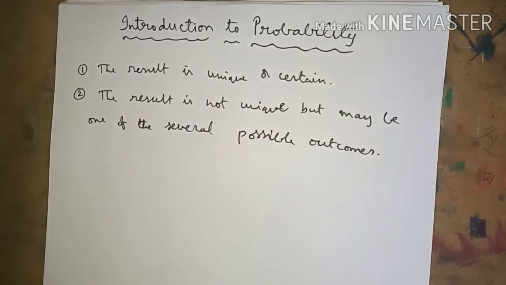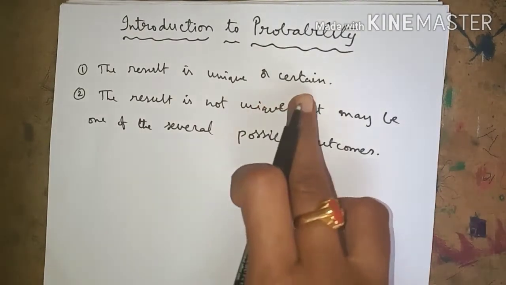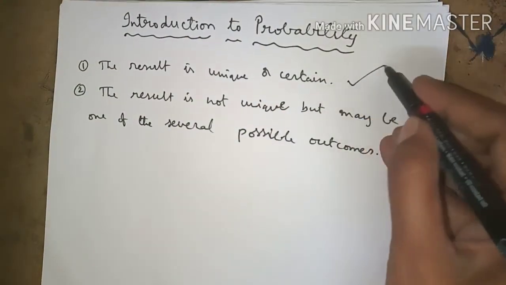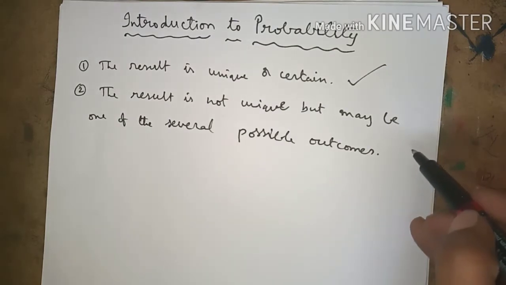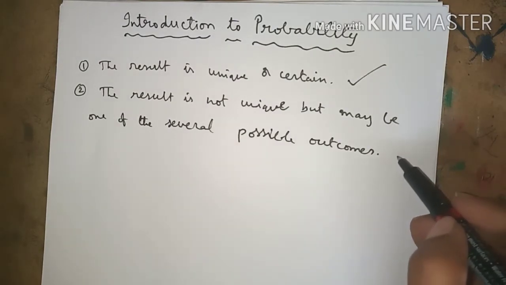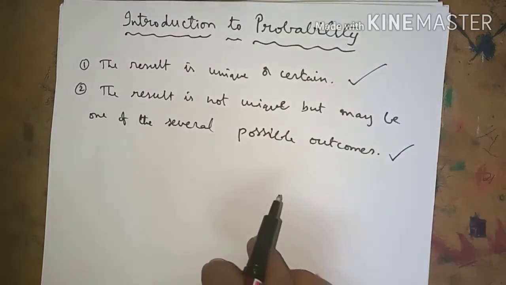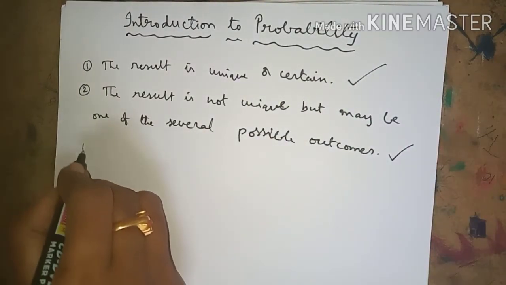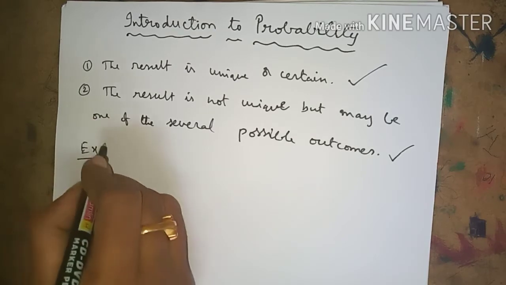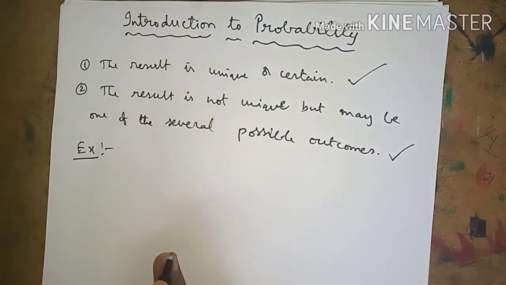Now, if you do an experiment under essentially identical conditions, we can observe two things. The first thing is the result is unique and certain. The second thing is the result is not unique, but it may be any one of the several possible outcomes. The example of the first one I will give you.